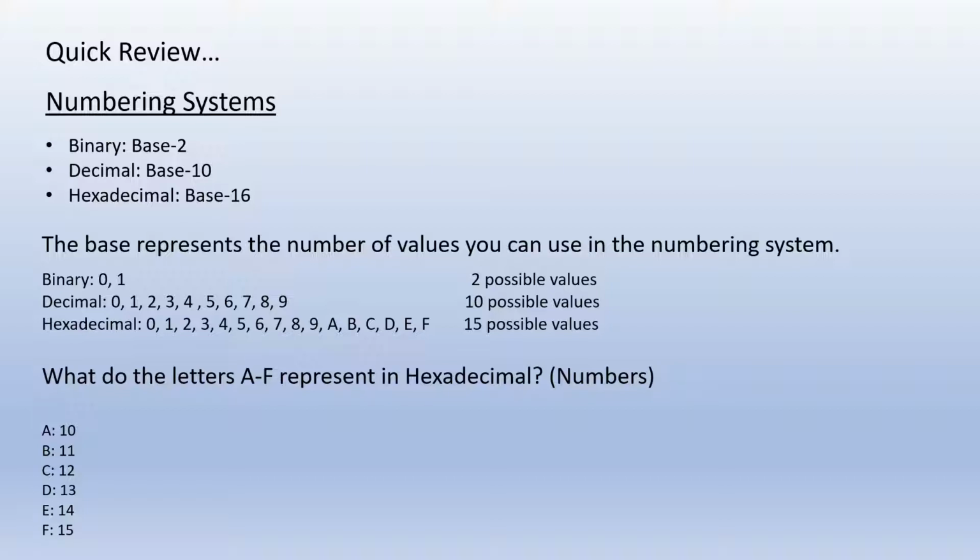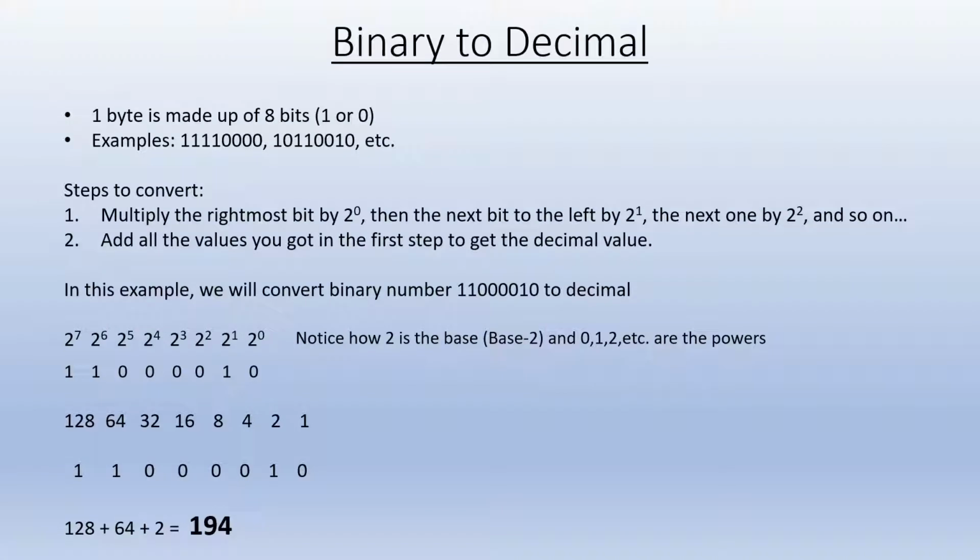So now that we got that out of the way, let's go over how to convert from binary to decimal. When you're working with binary and analyzing binary, you're going to be looking at bytes often. So I used a byte in this example. One byte is made up of 8 bits, and each bit is represented by a 1 or a 0. I showed some examples of binary values such as 11110000.